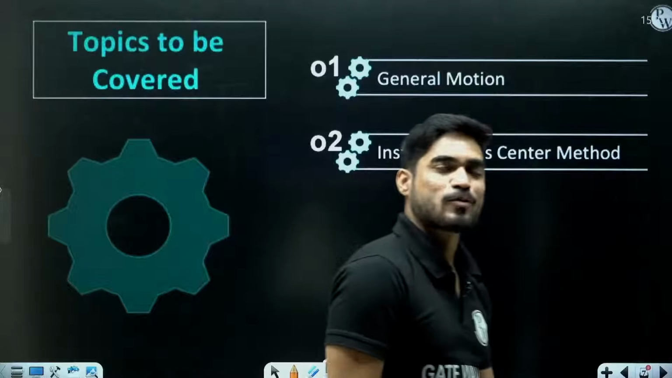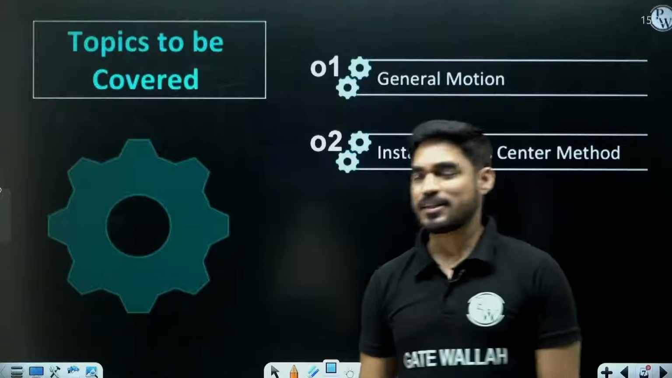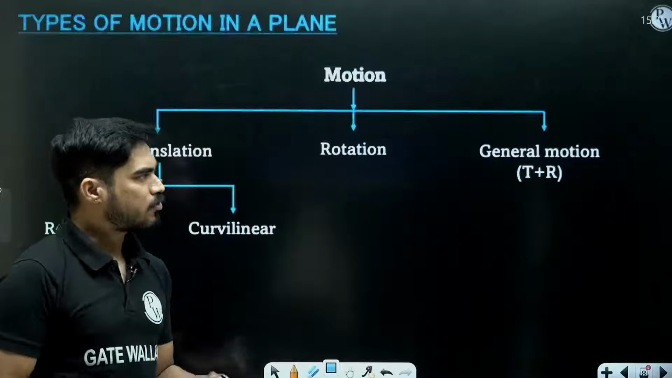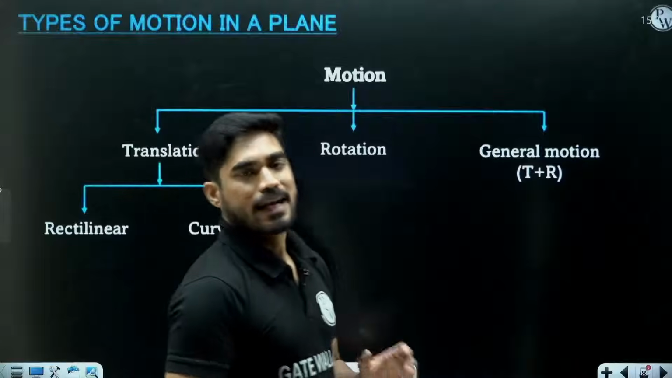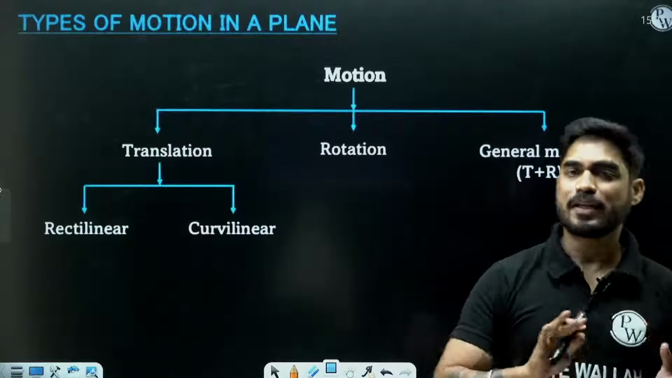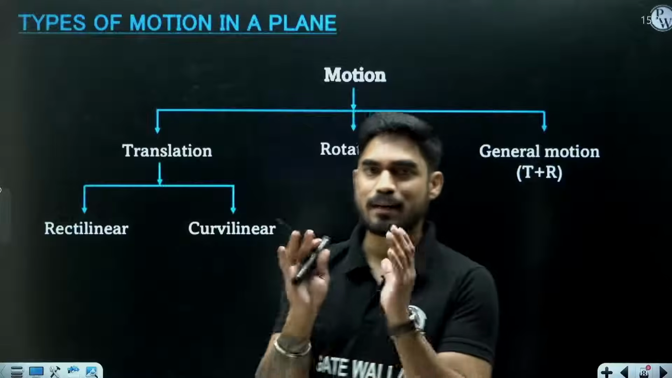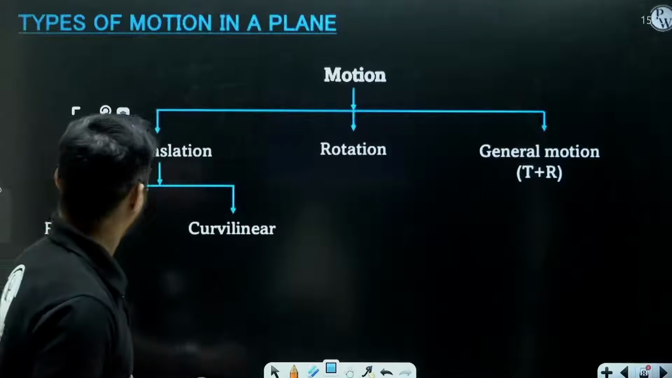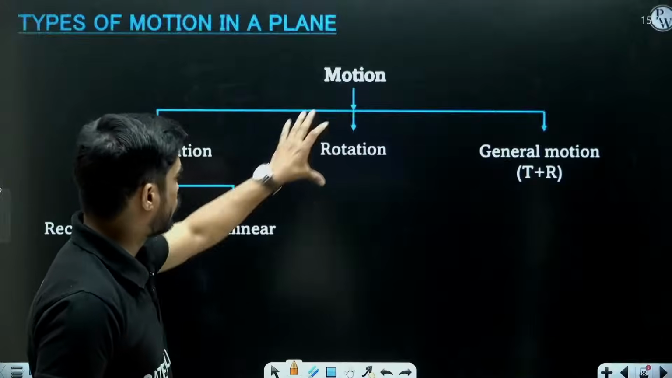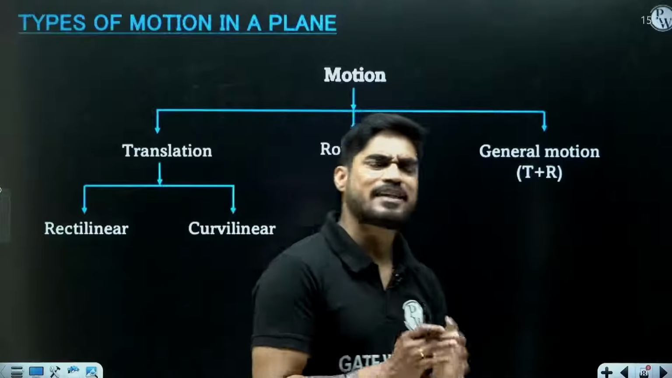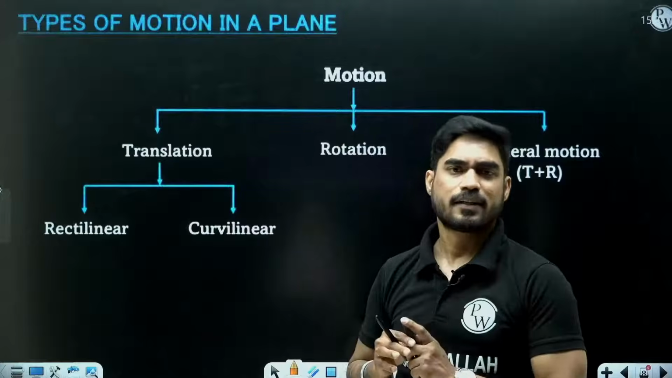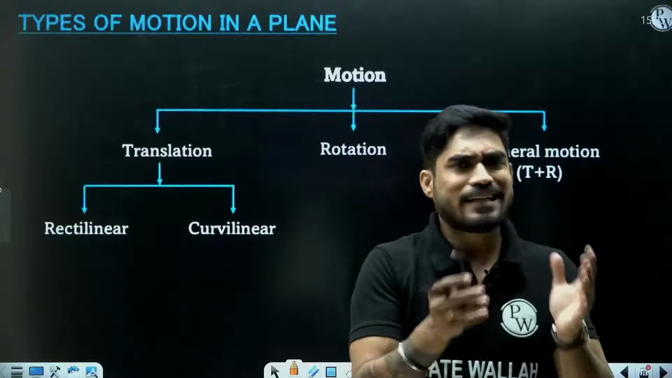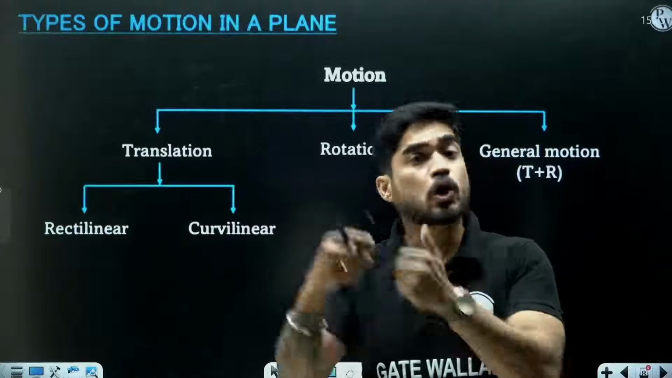So now let's move on to today's lecture, which is on kinematics of general motion. Okay. Now what do we mean by general motion? I told you that whenever a body is moving in a plane, we can divide the motion into 3 categories. It can be either pure translational motion, or pure rotational motion, and if it is neither this nor this, then we will put it in a category of general motion. General means it is neither pure translation nor pure rotation.